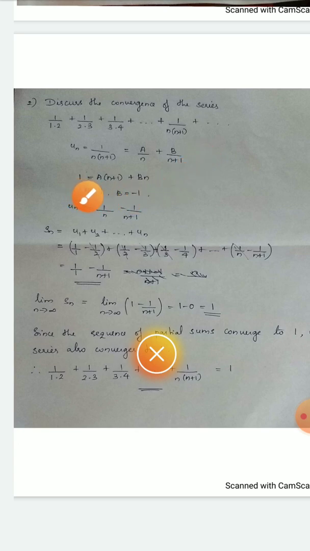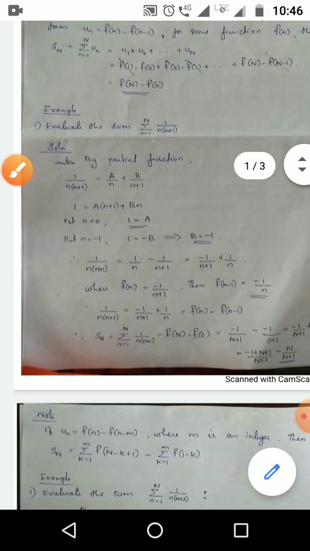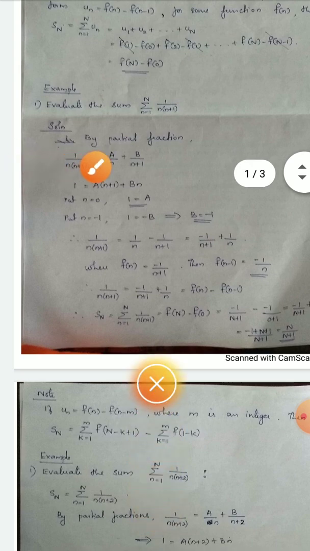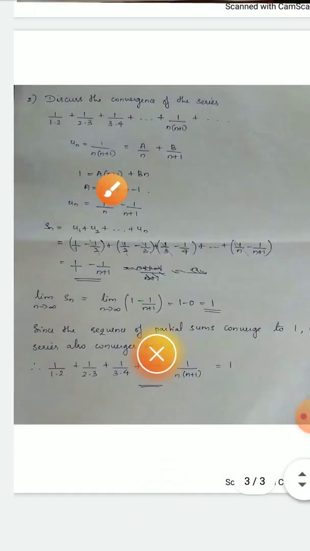This is the same as the first problem we have done, 1 by n into n plus 1. So we are solving it the same way. That is why I am not giving the method of partial fractions in detail, since the same expression is solved in that example. So we have got a is equal to 1, b is equal to minus 1, so that un is 1 by n minus 1 by n plus 1.